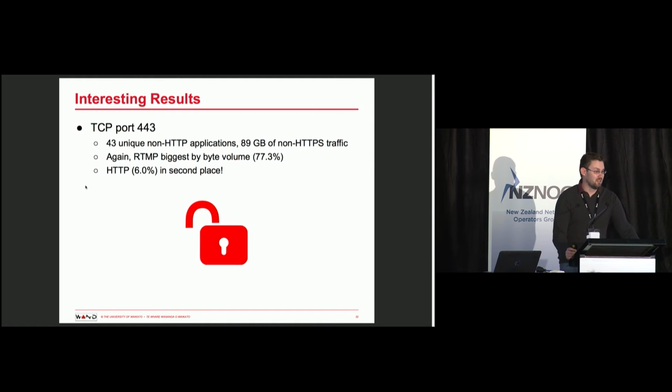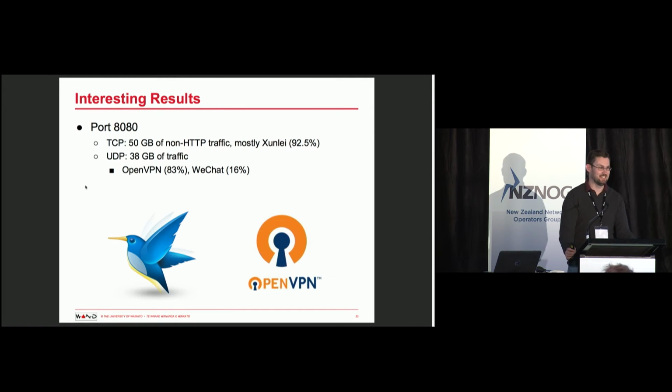On 443, again, we saw a lot of non-HTTPS applications, 43 of them, totaling nearly 90 gigabytes of traffic. Again, RTMP quite big, but the one that was in second place that was most interesting was unencrypted HTTP on TCP port 443. So there's a little bit of that around. They had the right idea, just not quite the right execution.